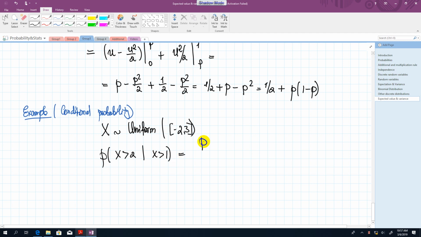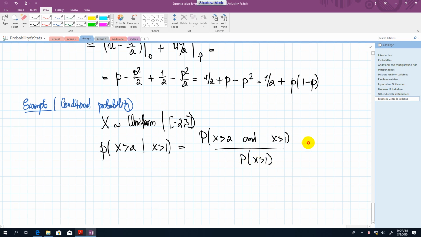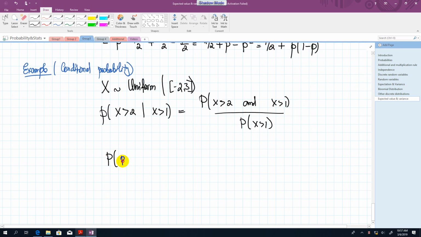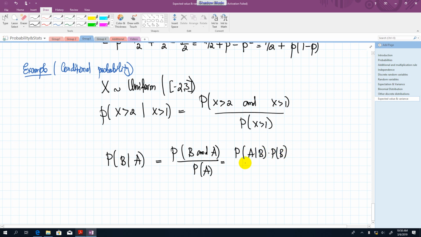So this is equal to the probability that x is more than 2 and x is more than 1, divided by the probability that x is more than 1. Do you remember the formula? The probability of B given A is equal to the probability of B and A divided by the probability of A. Or we can write this as the probability of A given B multiplied by the probability of B, divided by the probability of A.